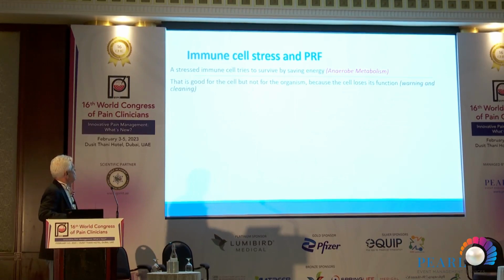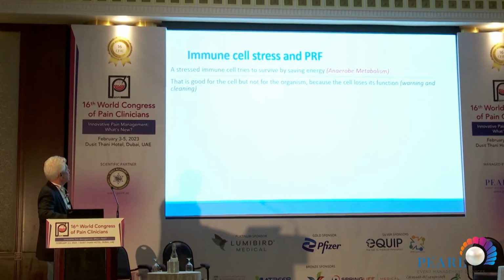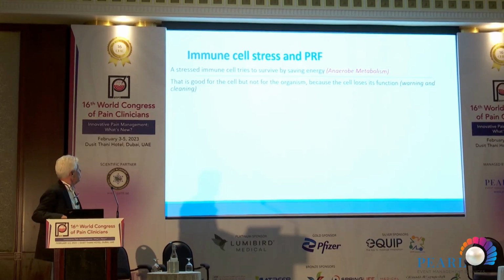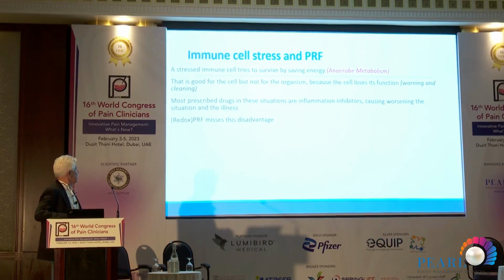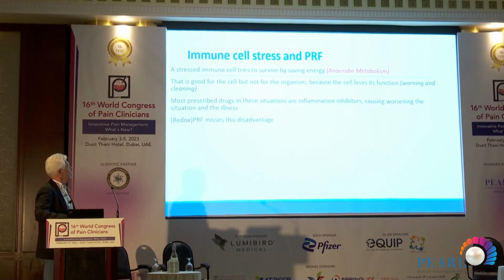What about immune cell stress and PRF? The stressed immune cell tries to survive by anaerobic metabolism. That's good for the cell, but not for the organism, because the cell loses its function, the warning and cleaning function. Most prescribed drugs in these situations are inflammation inhibitors, causing worsening of the situation and the illness.